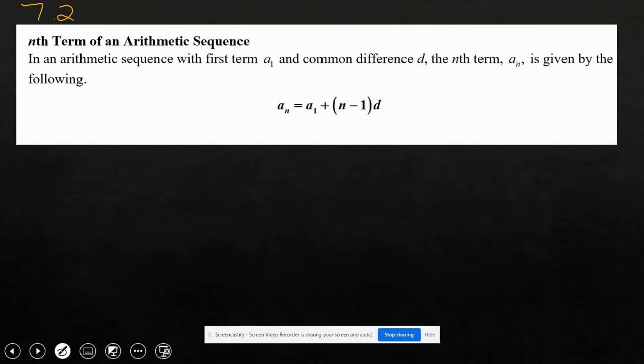Welcome back, everybody. We are still on section 7.2. Today we're going to talk about the explicit formula for an arithmetic sequence. So we have our formula here.